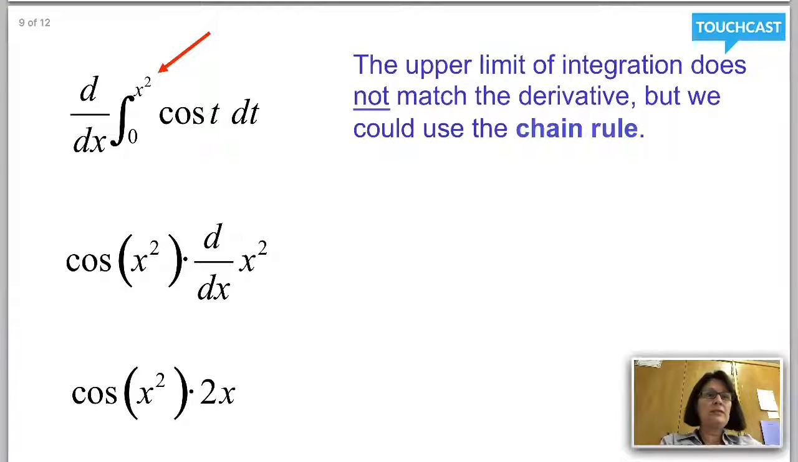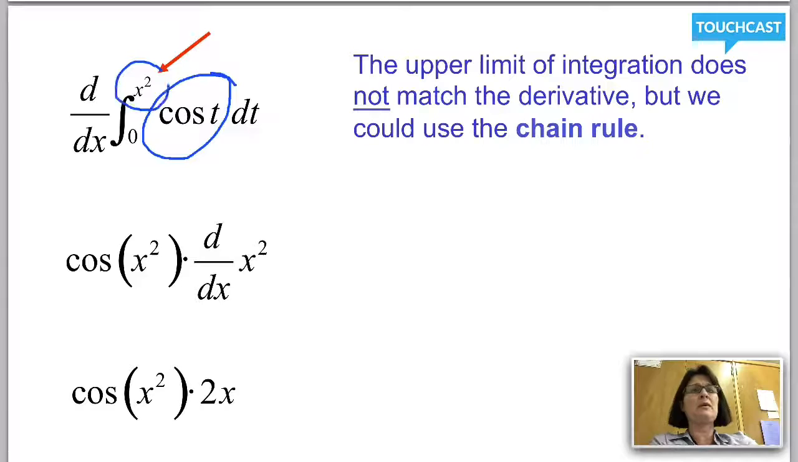My cosine of t is going to transfer into a new function, which is exactly the same, but all the t's are going to be replaced with x squareds. That's how I get cosine of x squared. But then I'm going to have to multiply by the derivative of the upper limit.